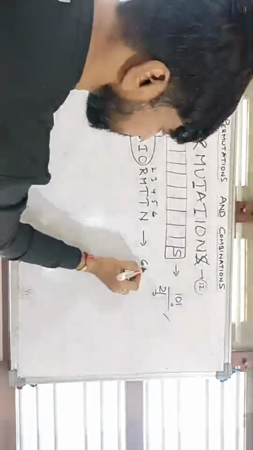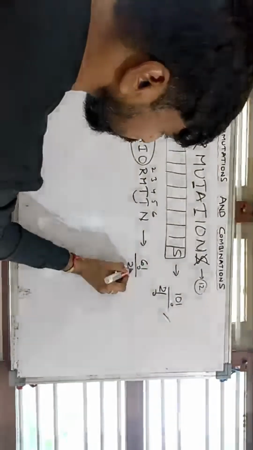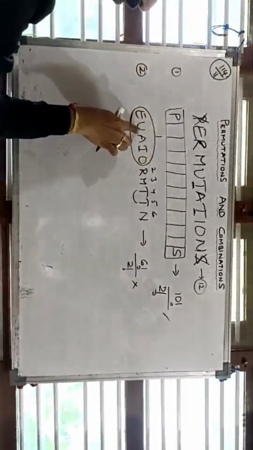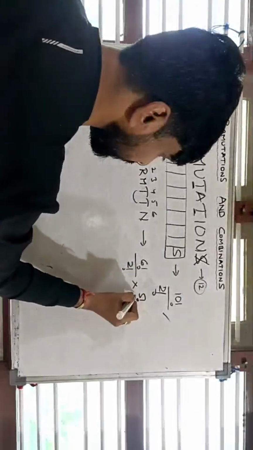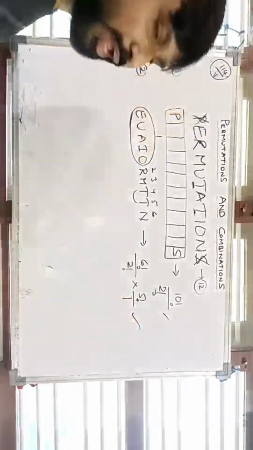Now this is 1, 2, 3, 4, 5, 6 units. These 6 can be arranged in 6 factorial ways, divided by repetitions. T is repeated 2 times, so divided by 2 factorial. Then the one unit containing vowels has 5 letters, so 5 factorial, divided by repetitions. There are no repetitions, so 1. This is your calculation.